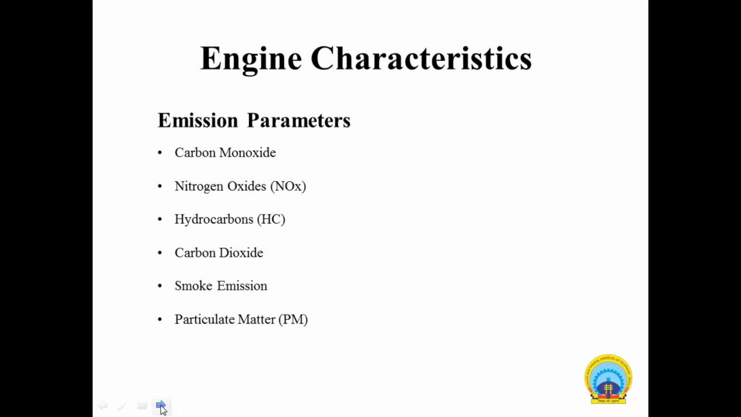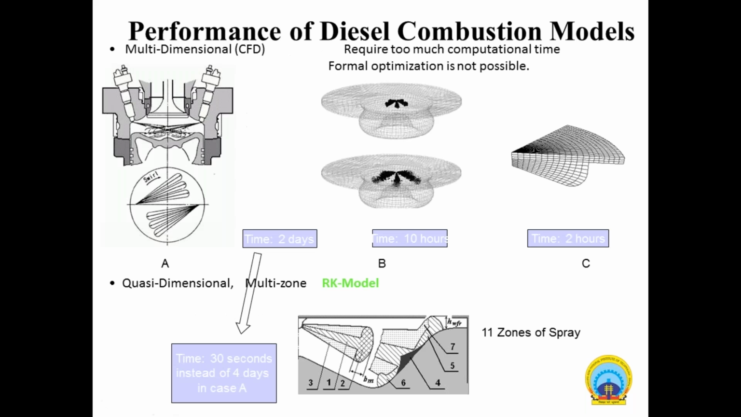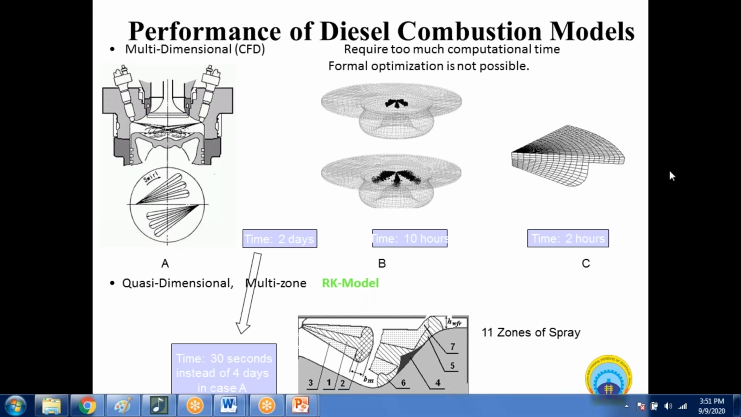The next slide is actually the performance of the diesel combustion model. As I told you, in CFD it will take a lot of time to do one simulation process. It can take 1 week even for a normal combustion, because the iteration process has to handle a lot of equations. But in the DieselRK software we are using, it takes very little time to complete the simulation.